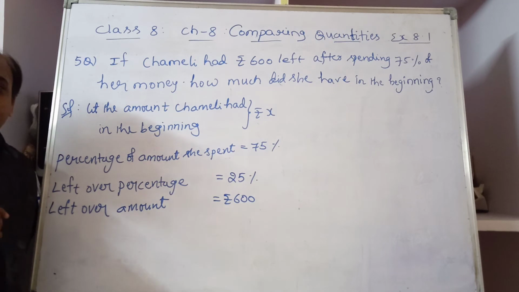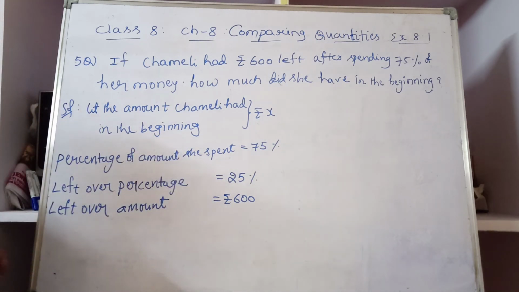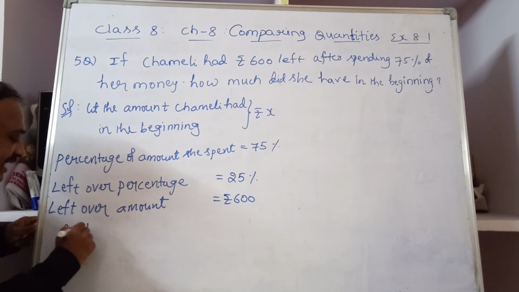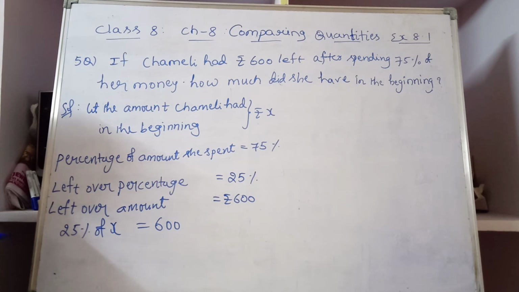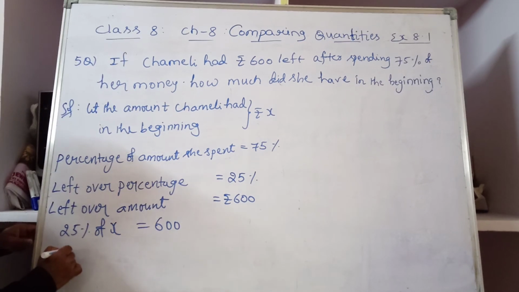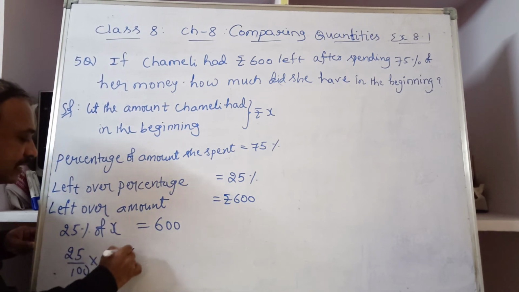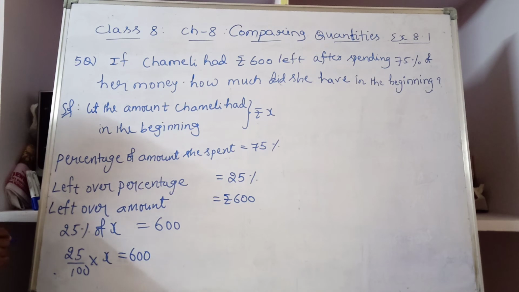So what is the leftover percentage? That is 25. So 25% of X is equal to 600. What is the meaning of this? 25 by 100 into X is equal to 600.